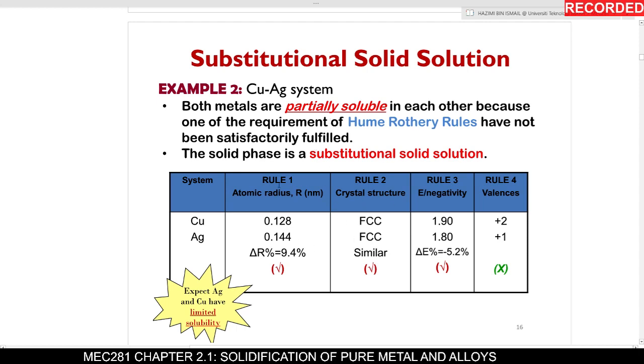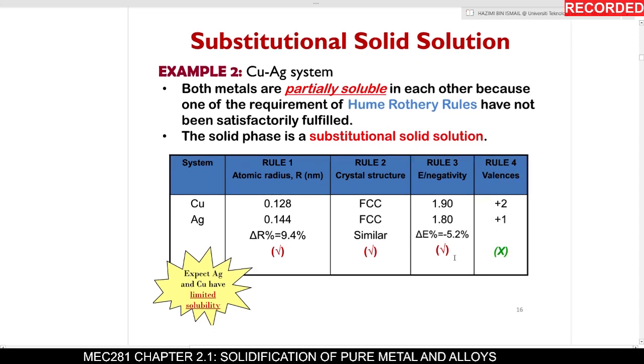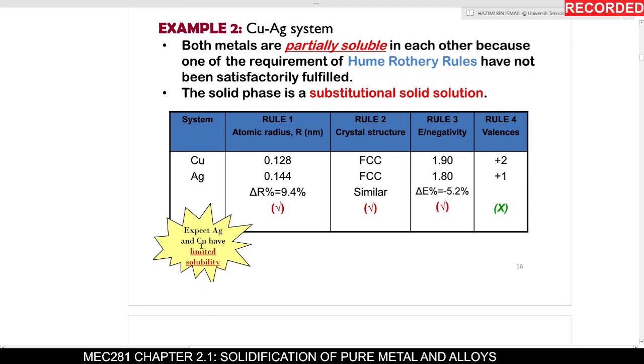So we see here rule 1 checks only 9.4. The same crystal structure, and electronegativity only around 5.2, but the valence electrons here are not the same between the copper and argentum, so it does not check rule number 4, the valence electrons. So it is still a substitutional solid solution, but it is partially soluble, not completely soluble, because one rule here it cannot follow. So here we expect that argentum and copper will have limited solubility.